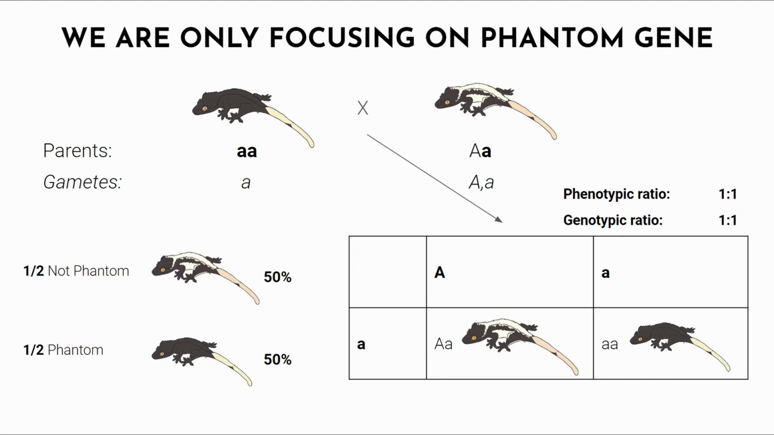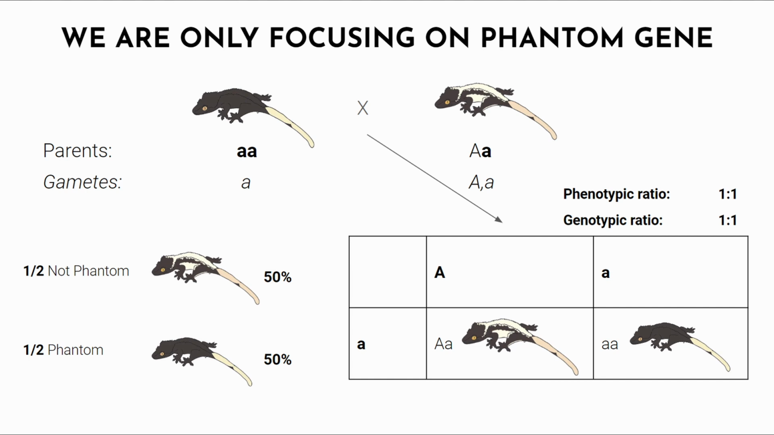When we cross a homozygous recessive to a heterozygous, the gametes being passed on are small a from the phantom and big A or small a from the non-phantom that carries a copy. The kids that are going to be produced from here are going to be half not phantom, but carrying a copy, and half phantom. So the phenotypic ratio is 1:1 and the genotypic ratio is 1:1.